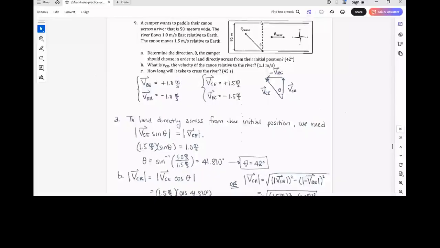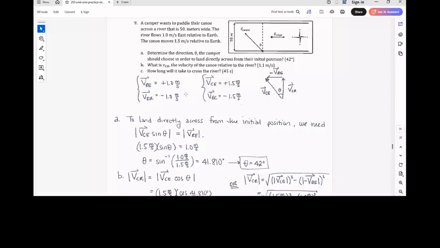So in essence, we know that the paddler or the camper here is trying to account for the river's motion so that they can control exactly where they end up. Okay, so first off, let's take what we know about the velocities that we were given. 1.0 meters per second relative to Earth. So that's RE for river relative to Earth.